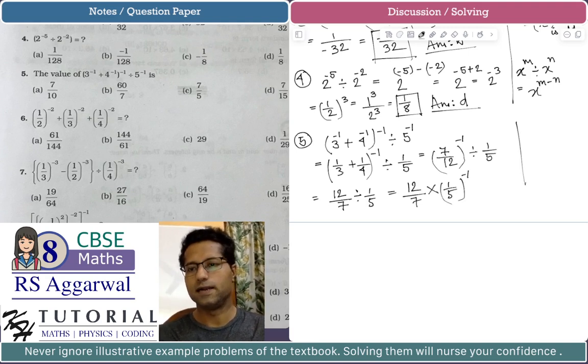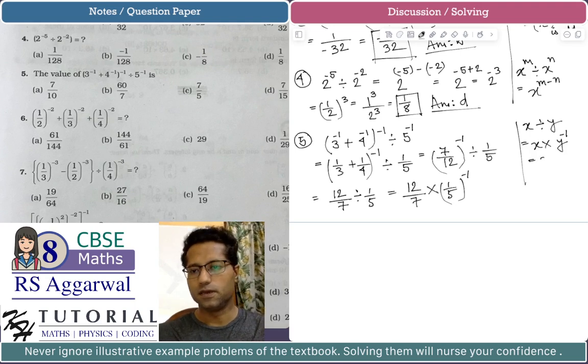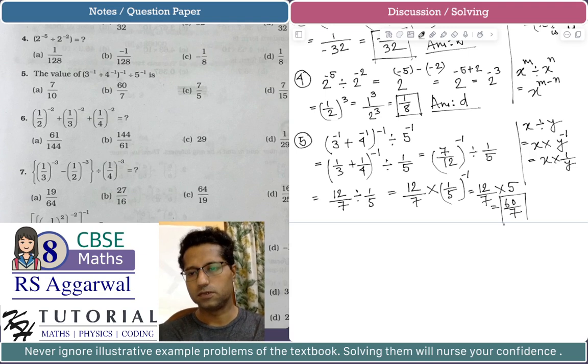We know that for two rational numbers x and y, x divided by y is nothing but x multiplied by the multiplicative inverse of y, which is essentially x multiplied by 1 by y. So this becomes 12 by 7 multiplied by the reciprocal of 1 by 5, which means 5. So this is 60 by 7. So the value is 60 by 7.